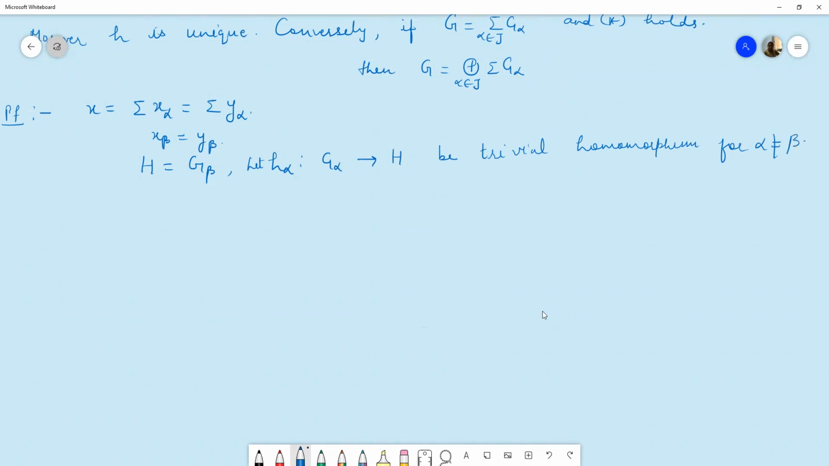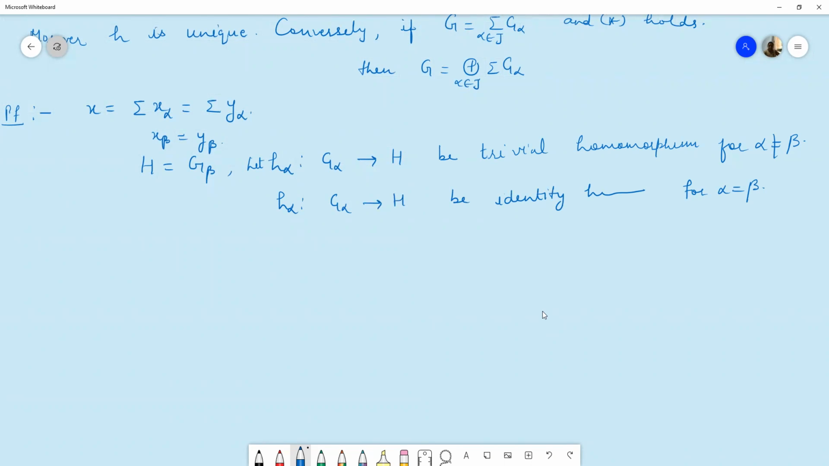And for alpha equal to beta, this is the identity homomorphism, because we have chosen H to be G beta. So whenever alpha is equal to beta, this is G beta to G beta, and this mapping is H beta. So that will be identity.